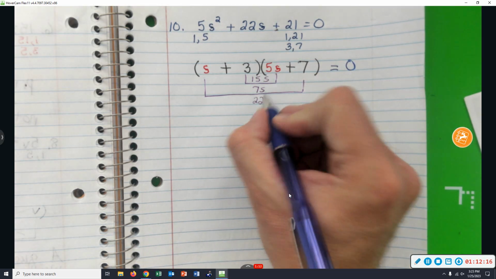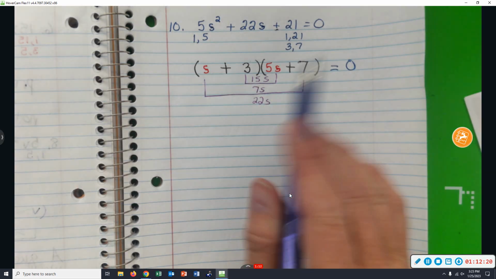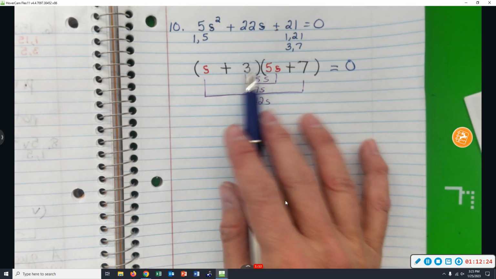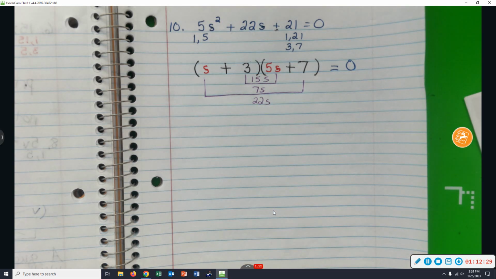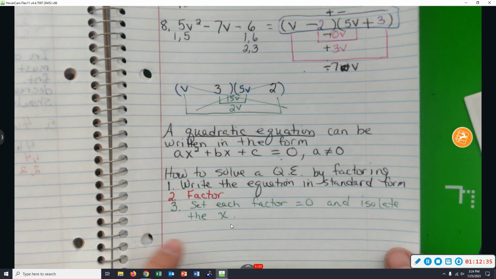So this part here, sometimes students ask, what do you do with that? That's just how I'm checking and making sure this is the right factored form. So have we factored it correctly? Yes. So one more step.